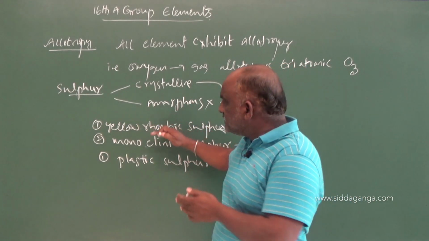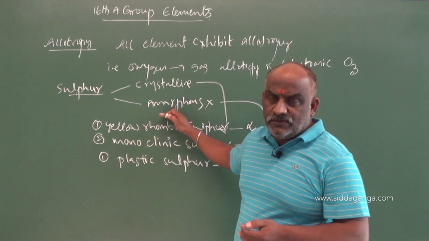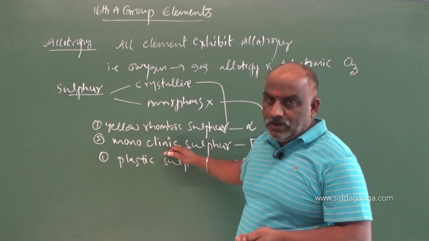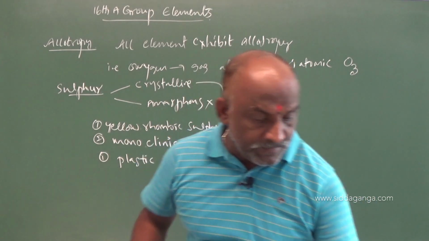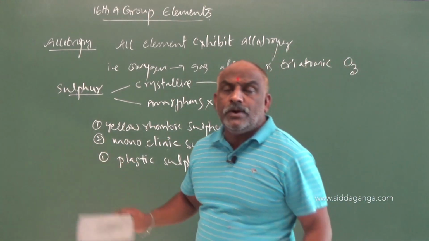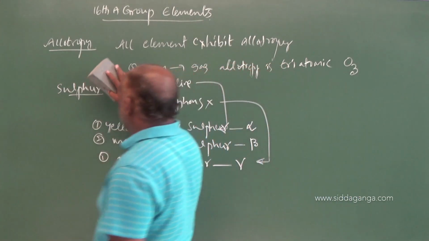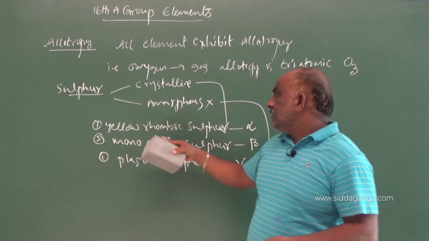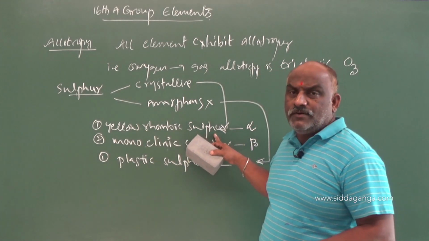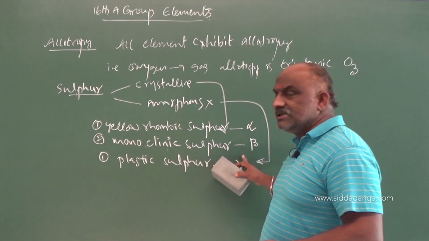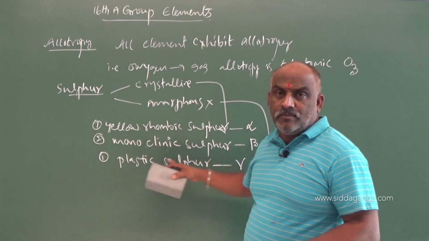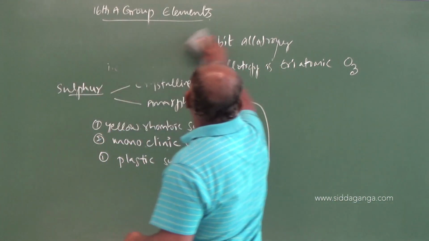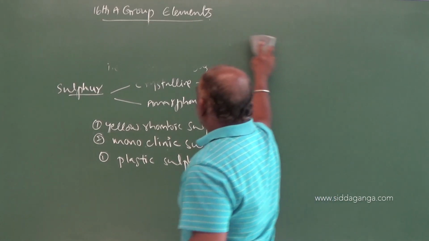Let us discuss the difference between these two, alpha sulfur, beta sulfur, yellow rhombic sulfur, monoclinic sulfur. What are the important points regarding this? We have to discuss. So make a note, my dear students, note down these points: yellow rhombic sulfur, alpha sulfur, monoclinic sulfur, beta sulfur, amorphous sulfur is plastic sulfur. Then what are the differences between these? We have to discuss now.